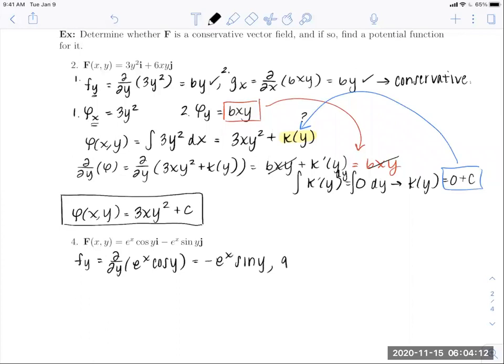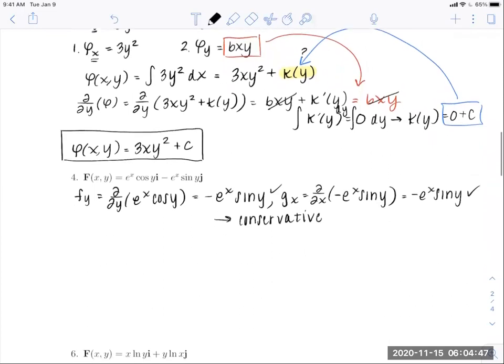I also want to compute the partial of g with respect to x. So that's the partial with respect to x of negative e to the x sine y. The derivative of e to the x is itself. So this just remains a negative e to the x sine y. So again, I have confirmed that this is a conservative vector field. At this point, I can move forward with finding a potential function.